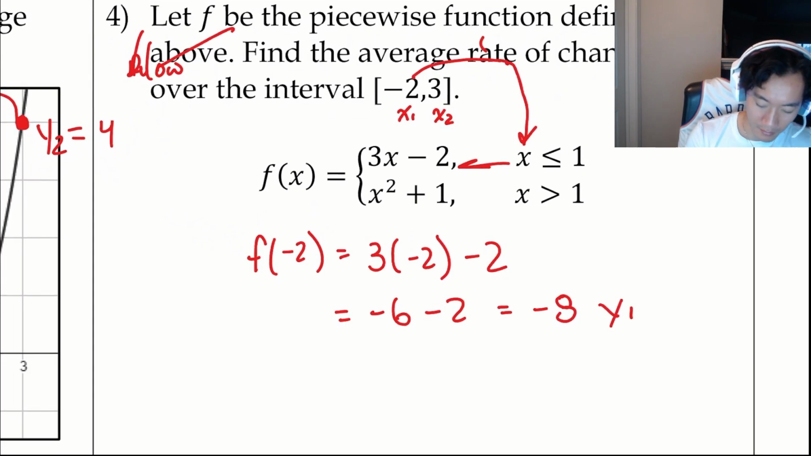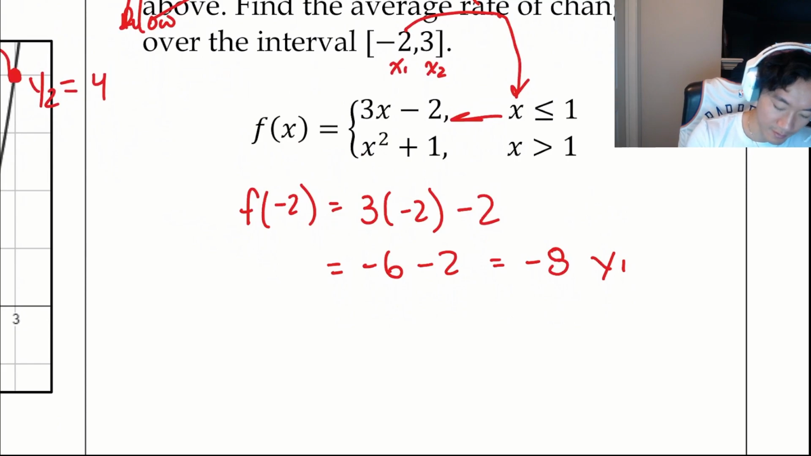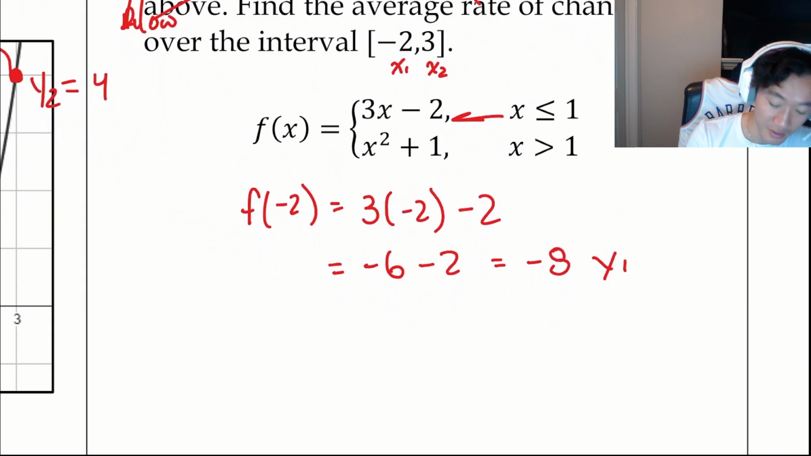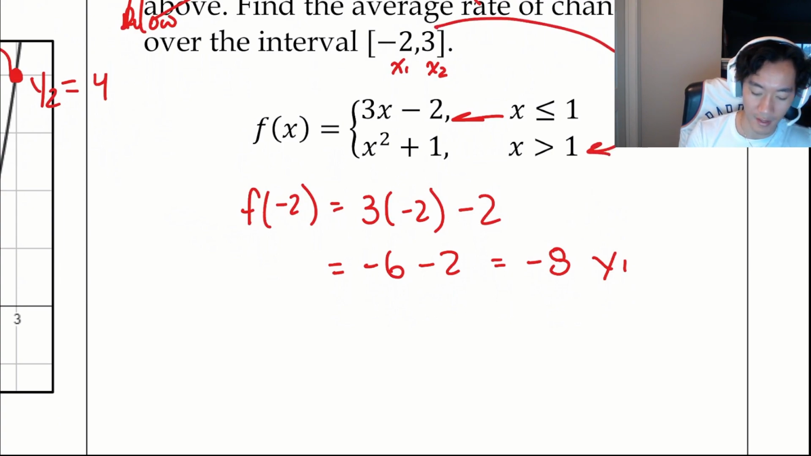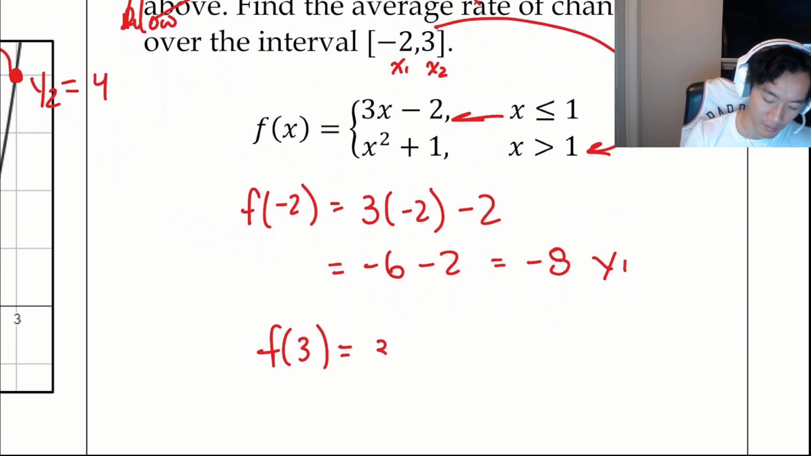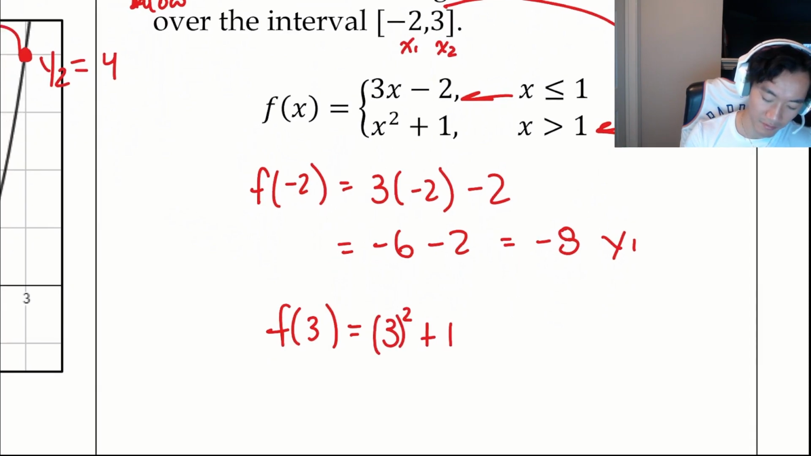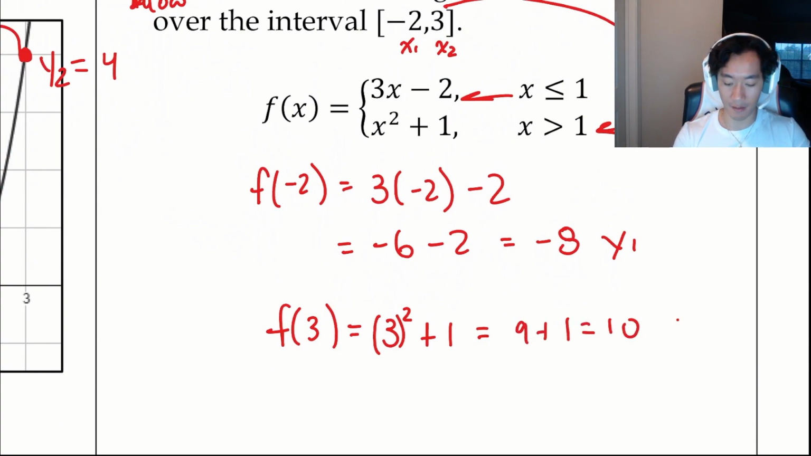So there's my y1. And then now, looking at the x sub 2, the last part of our interval, right? I'm pretty sure positive 3, the only restriction of the domain that's allowed is the second portion here, right? x is greater than 1. 3 is definitely greater than 1. So I'll be plugging it into this part of the piecewise function. So f of 3 is equal to 3 squared. Let's do some parentheses here. Plus 1. And if I simplify that, that is 9 plus 1, which is 10. All right, so I have found my y2.